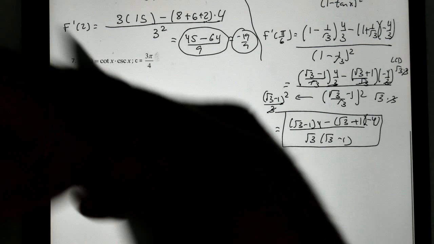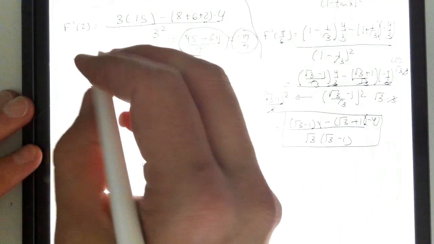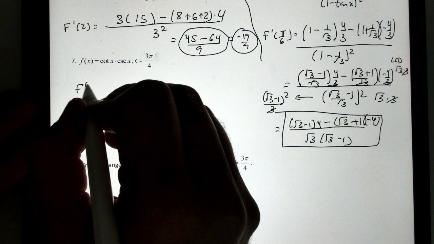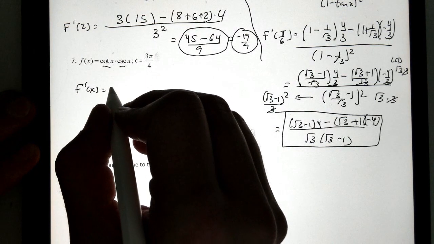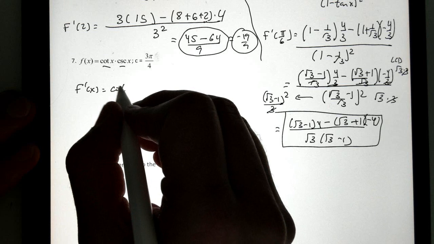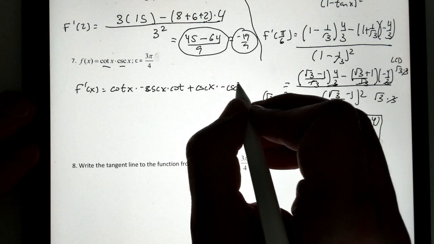Oh, we didn't do number 7. That's the problem. There it is, number 7 there. All right. So let's take a look at number 7 here. So we're going to take this derivative, f prime of x. This is our product rule. The first function, cotangent of x, times the derivative, cosecant squared of x.